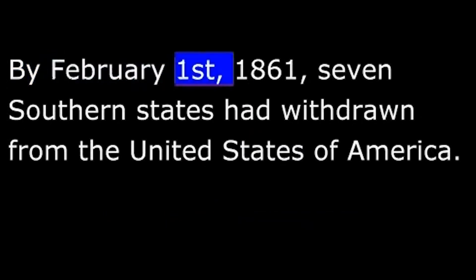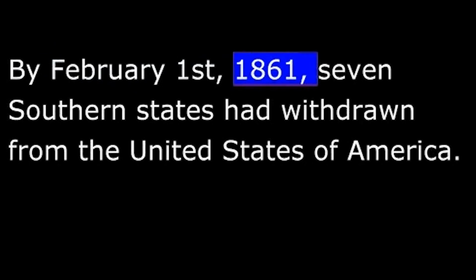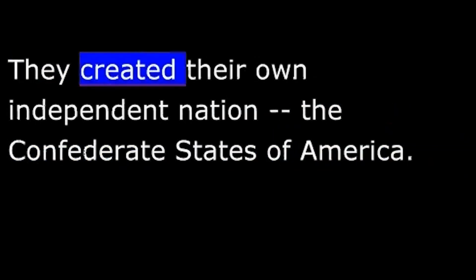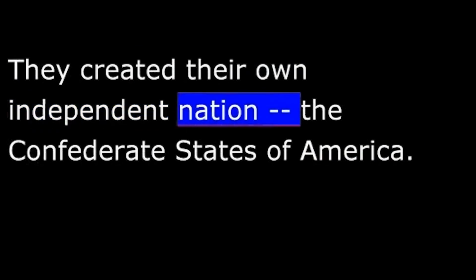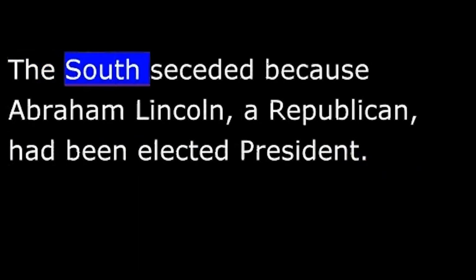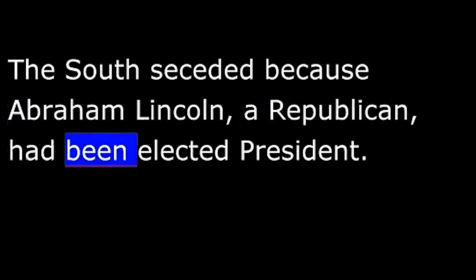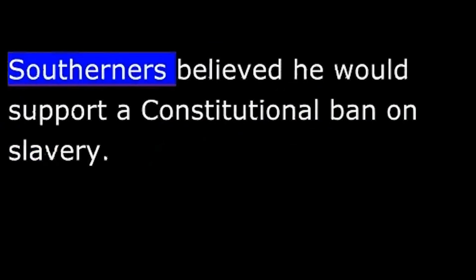By February 1st, 1861, 7 southern states had withdrawn from the United States of America. They created their own independent nation, the Confederate States of America. The South seceded because Abraham Lincoln, a Republican, had been elected president. Southerners believed he would support a constitutional ban on slavery. They were afraid their way of life would soon end.